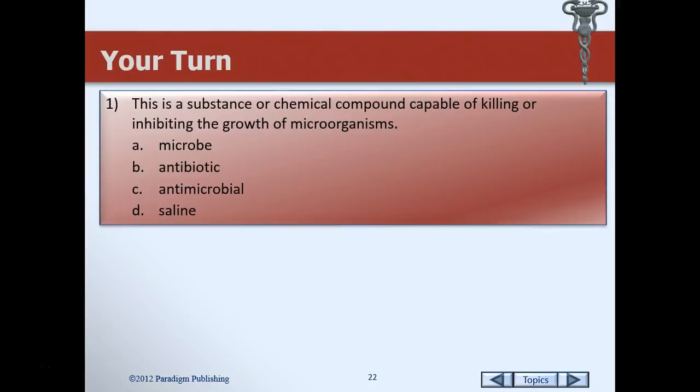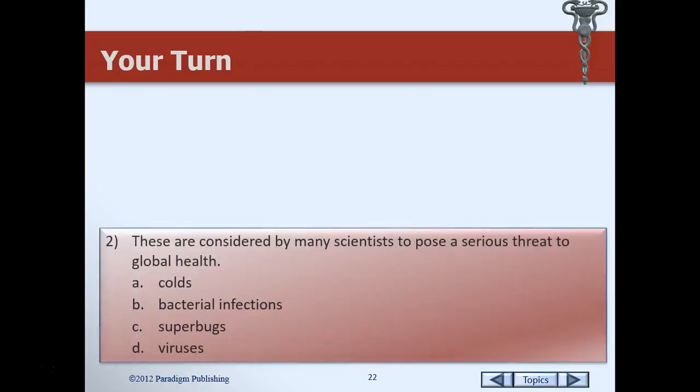Okay, now it's your turn. This is a substance or chemical compound capable of killing or inhibiting the growth of microorganisms. That would be an antimicrobial. These are considered by many scientists to pose a serious threat to global health. That would be the superbugs.